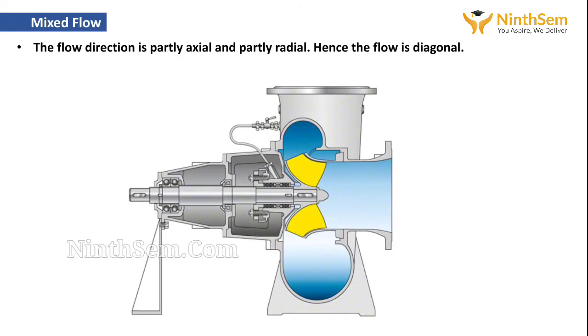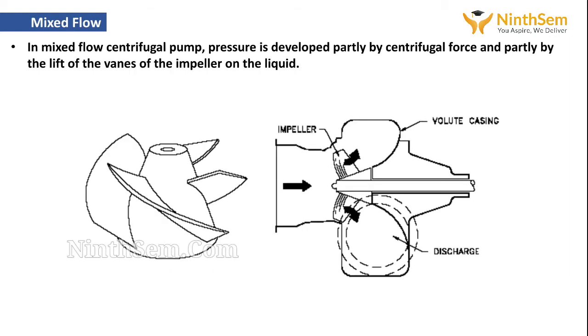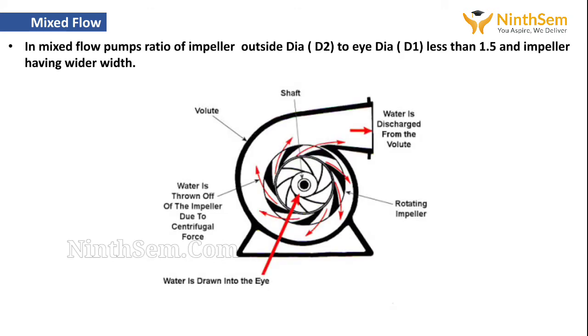Next, come to mixed flow. The flow direction is partially axial and partially radial, hence the flow is diagonal. Mixed flow type pumps are used for applications of medium head and high discharge. In this centrifugal pump, the pressure is developed partially by centrifugal force and partially by the lift of the vanes of the impeller on the liquid. In mixed flow pumps, the ratio of impeller outside diameter to eye diameter is less than 1.5 and the impeller has a wider width.